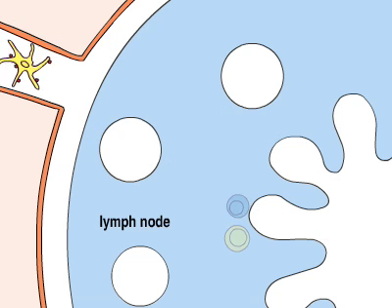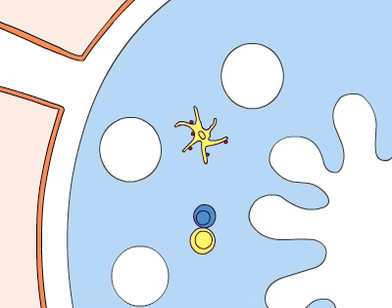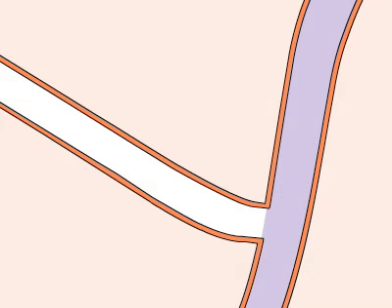In the lymph node, T cells are activated by antigen presented by the dendritic cells, and in turn activate B cells to secrete antibody. Effector T cells and antibody molecules return to the circulation.